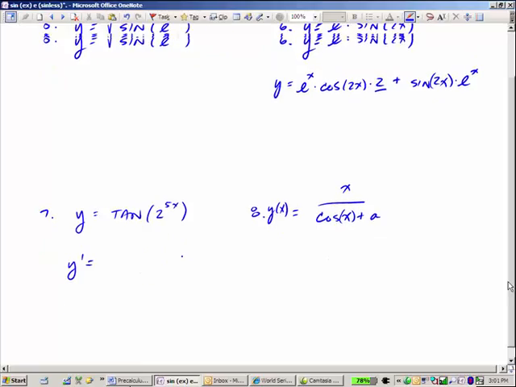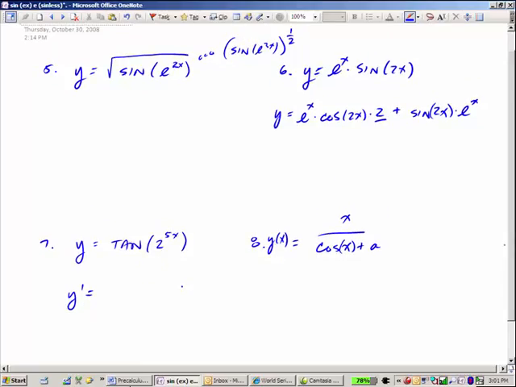Can I ask a question? Yeah. Why do you take the chain of the cosine 2x, not the sine 2x? First times the derivative of the second plus the second. It doesn't say anything about the derivative of the second, that one, okay?